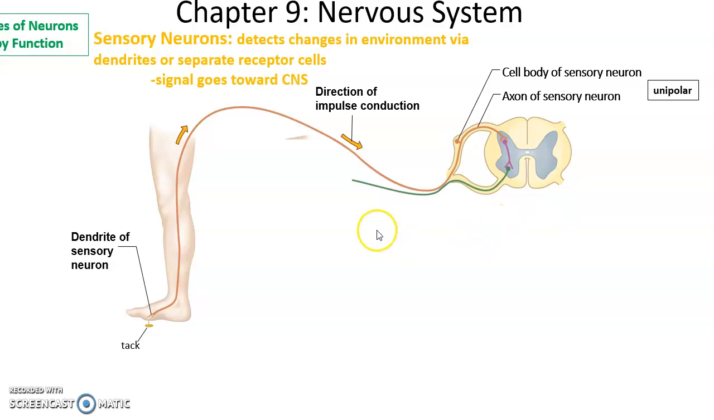So when we talk about neurons by function, the first kind are the sensory neurons. Sensory neurons detect changes in the environment via their dendrites, or there's a separate receptor cell that is detecting sensation and sending the information to the sensory neuron. But the key thing is a sensory neuron is sending information to the central nervous system. So from the body to the central nervous system, spinal cord or brain. That's what sensory neurons do. And all sensory neurons are unipolar and house their cell bodies in the dorsal root ganglion.